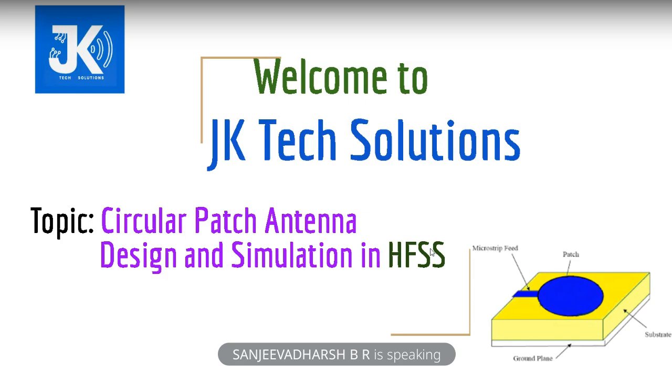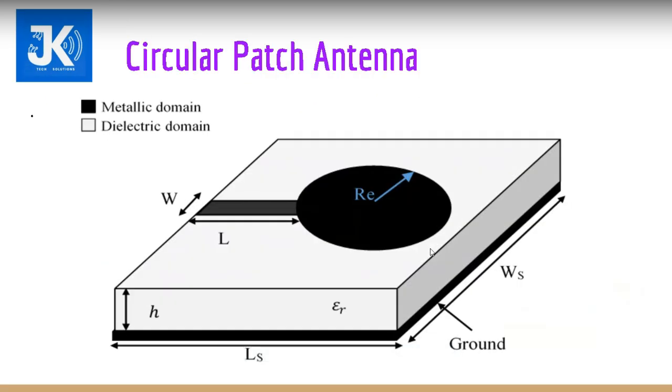Today in our channel, I am going to walk you through the design of a circular patch antenna using ANSYS HFSS. Before getting into our simulation, we need to know the basics of the circular patch antenna. As you can see in the image, it consists of three layers. The top layer is a circular patch, the middle layer is a dielectric substrate, here FR4 epoxy, and the bottom layer is the ground.